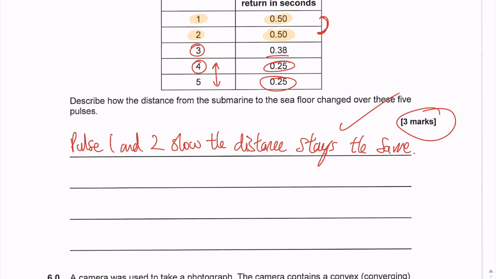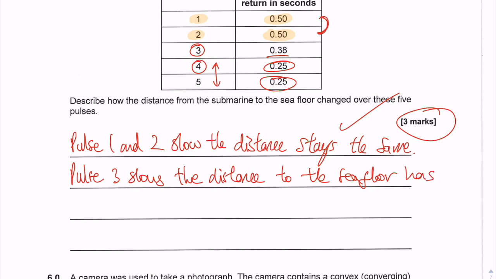However, in pulse 3 to 4, well, particularly in pulse 3, the distance has got smaller. So why? Because the time's reduced. So pulse 3 shows the distance to the seafloor has reduced, because the time went down. We didn't have to explain, it was just describing. I don't have to say why because the time's gone down. I'm just describing what the data shows.